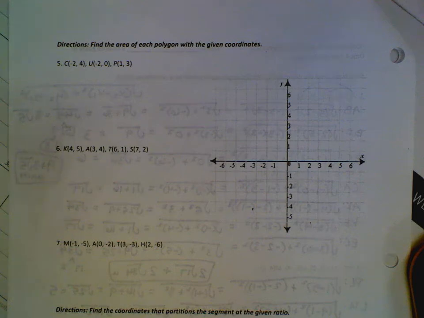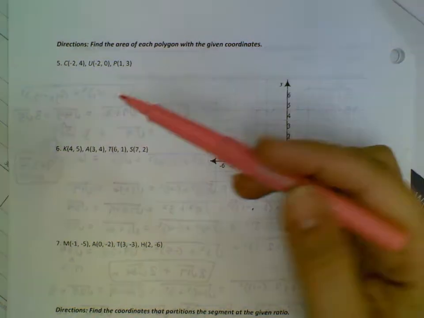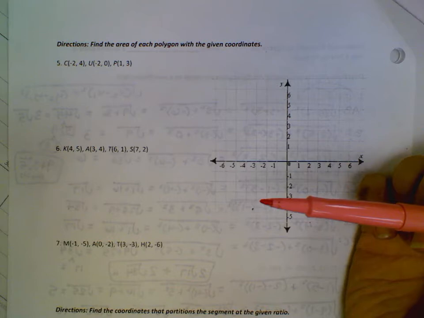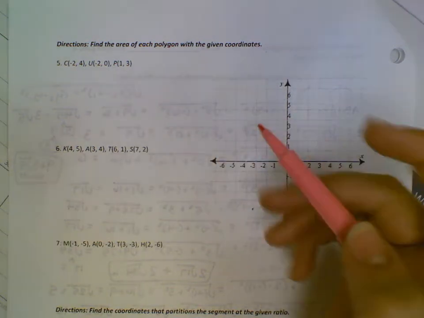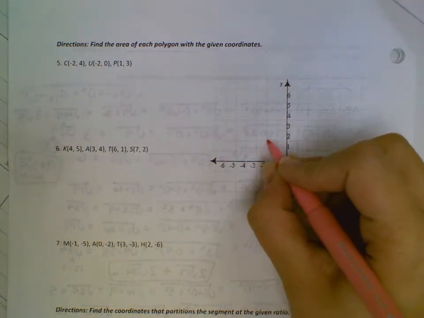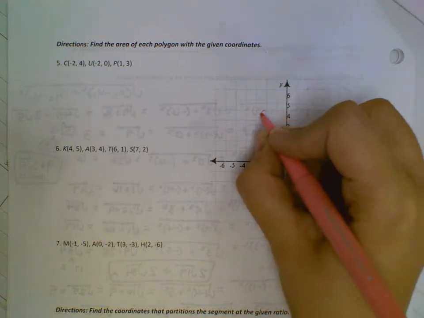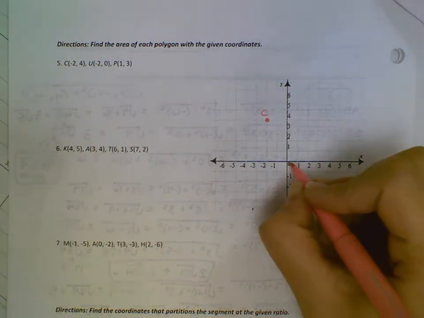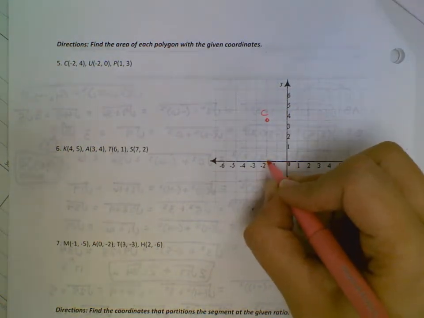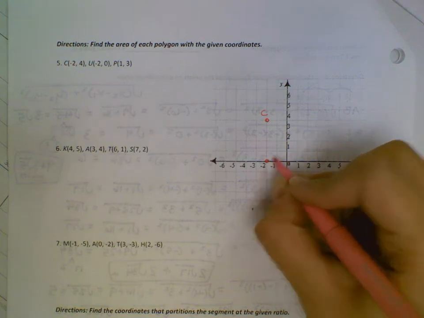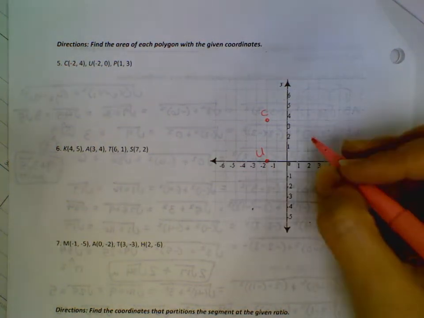Numbers 5, 6, and 7 are talking about the area of the polygon with the given coordinates. So we've got cup, cats, and math. I'll do cup first, which is at -2, 4. U is at -2, 0. And P is at 1, 3.